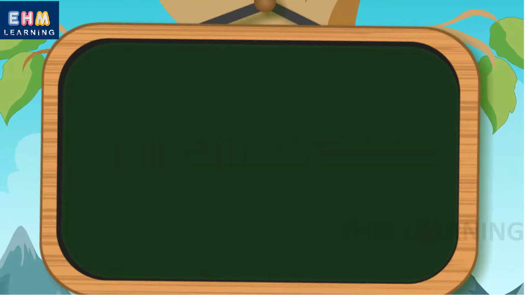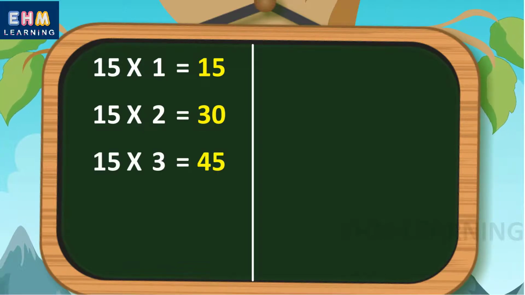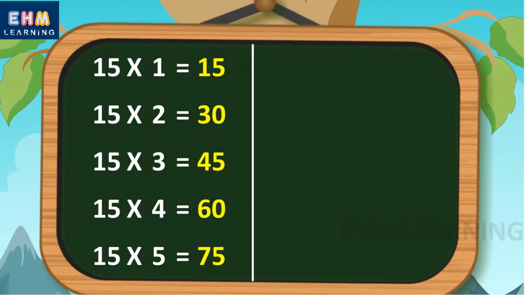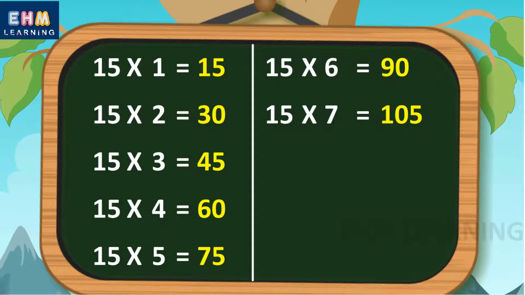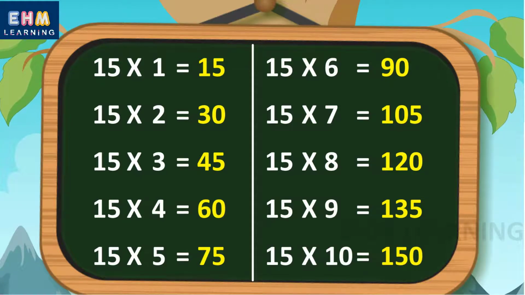Let's learn again. 15 ones are 15. 15 twos are 30. 15 threes are 45. 15 fours are 60. 15 fives are 75. 15 sixes are 90. 15 sevens are 105. 15 eights are 120. 15 nines are 135. 15 tens are 150.